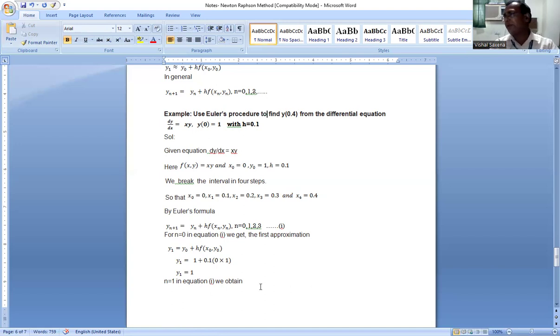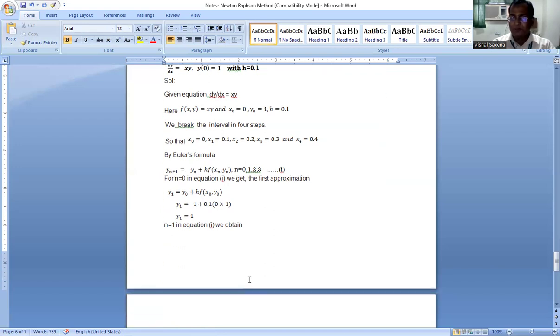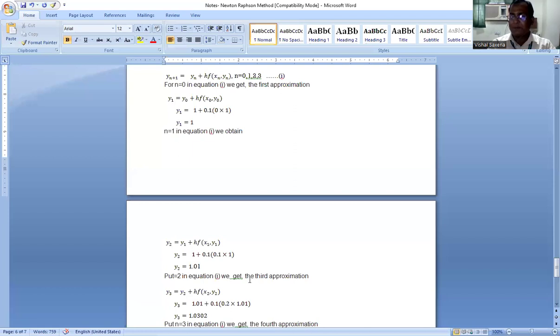We should use a scientific calculator to solve such equations, because ultimately the whole equation should be entered in a single form so that an error is not generated. Therefore, y1 is coming out as 1 in the first approximation.